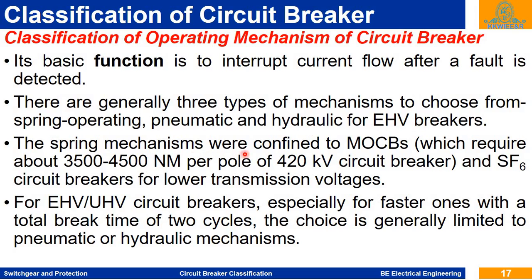The spring mechanisms were confined to the minimum oil circuit breakers, which required 3500 to 4500 Newton meter per pole at a 420 kV circuit breaker. And this spring mechanism is also used in SF6 type circuit breakers for lower transmission voltages, meaning high voltage, 110 kV to 220 kV.